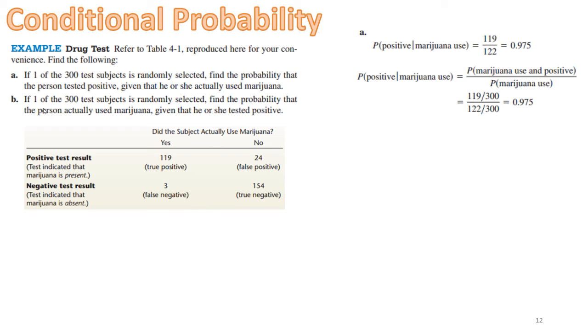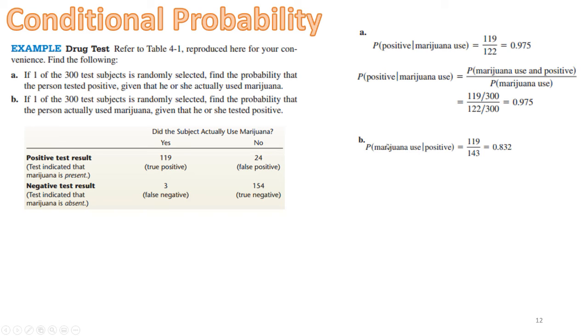Let's look at this case here. If one of the 300 test subjects is randomly selected, find the probability that the person actually used marijuana, given that he or she tested positive. So this is what they're asking for now. A very common mistake is for people to think that the probability of testing positive, given that you use marijuana, is going to be the same as the probability that you use marijuana, given that you had a positive test.